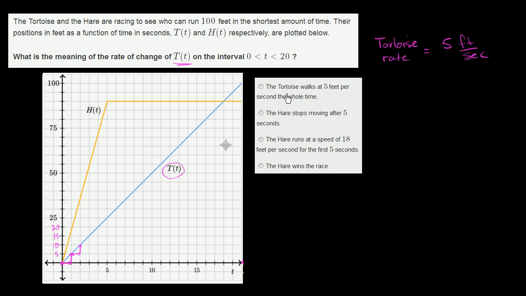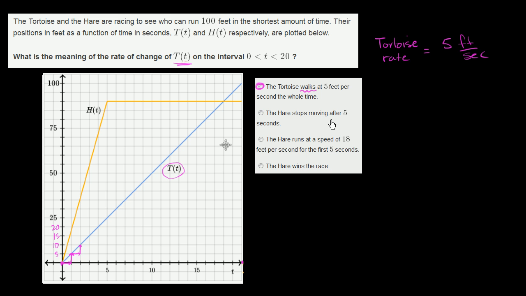So this first choice says the tortoise walks at 5 feet per second the whole time. And this looks right. Our tortoise has a constant rate of 5 feet per second. "Walks" might be an understatement. 5 feet per second is a pretty good speed, especially for a tortoise, but we are going to go with that one. Now let's just look at the other ones for fun to see how true they are, or if they could have somehow applied to this problem.